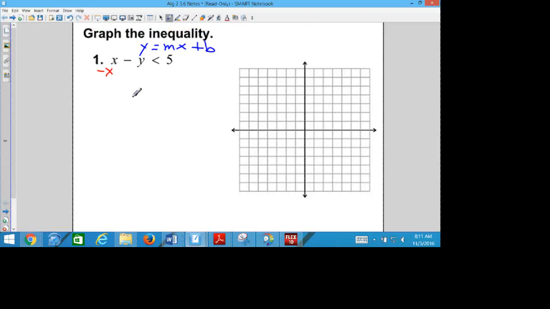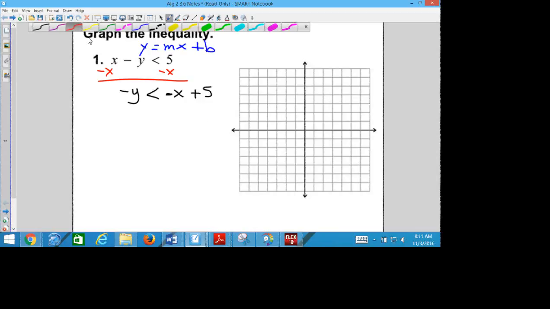Okay, so we're going to subtract x. When we subtract x, we get negative y less than negative x plus 5. Is this now in the y equals form? No, because of that negative sign in front of the y. So how do I get rid of the negative sign?